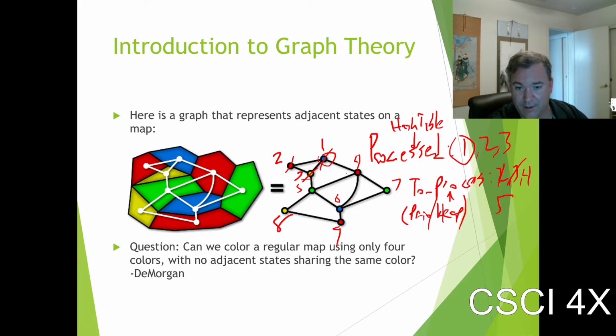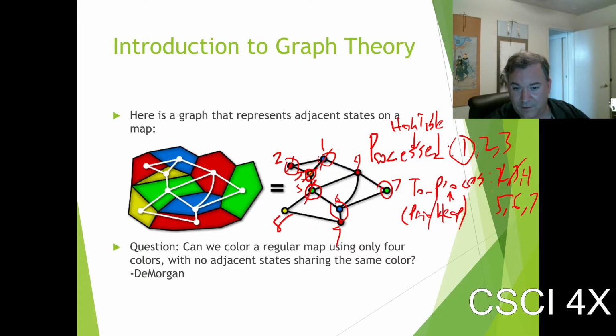So 4. How many kids does 4 have that are not on a list already? I guess I can just circle it. If I circle it, it means it's toProcess. And if it's crossed off, it means it's been processed. So which ones are they that are not touched already? 6 and 7. Very good. So we add 6 and 7 to the toProcess list.